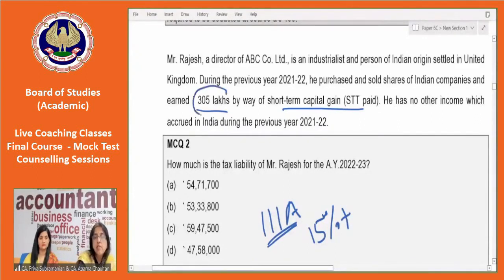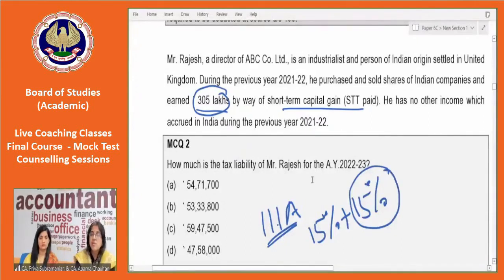Surcharge: the amount is 305 lakhs. Normally for any other income, 25% surcharge would have been attracted. But since it is shares of an Indian company and 111A is attracted, in the three cases of 111A, 112A and 115AD, even if it exceeds 2 crore, the maximum surcharge which can be levied is 15%. So this is the main thing which is sought to be tested here. One is the main rate of tax is 15%, there's no doubt about that. But surcharge will apply only up to 15% and not higher than 15%, plus cess of 4%.